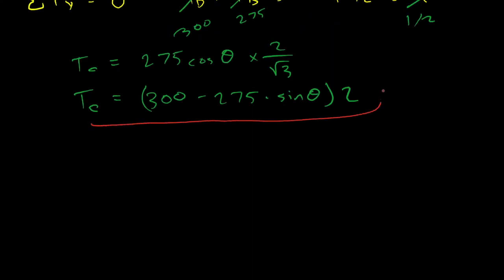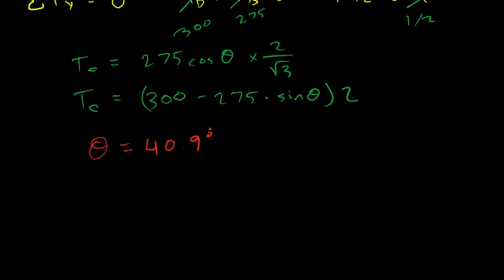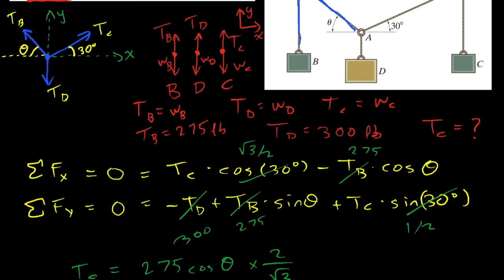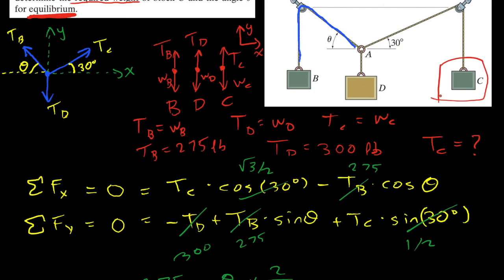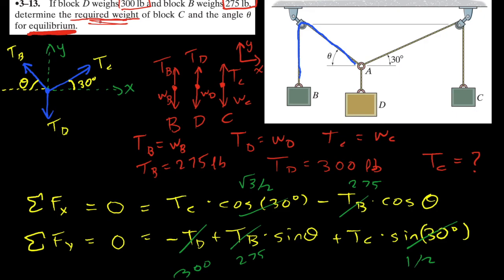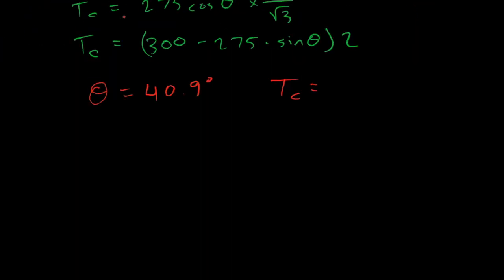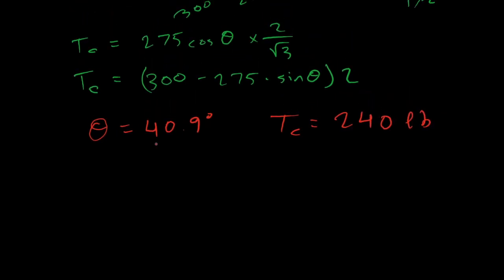When we do basic algebra on this expression, we get that theta is equal to 40.9 degrees, and the tension in the rope that suspends crate C, so this crate, the tension in this rope, which is equivalent to the weight of the crate, we see that the tension is equivalent to 240 pounds. Again, you get these values when you solve this basic algebraic expression.